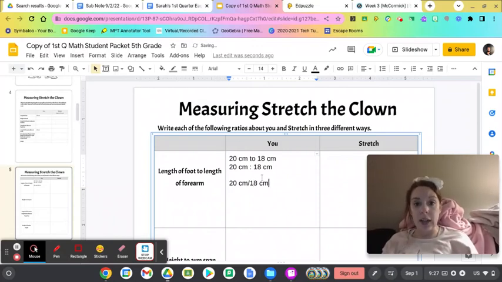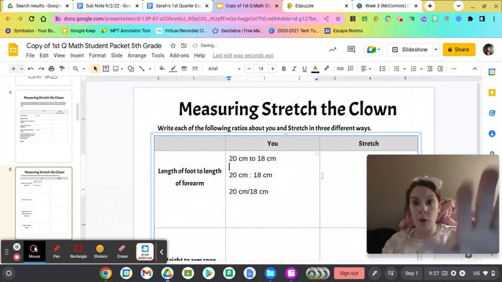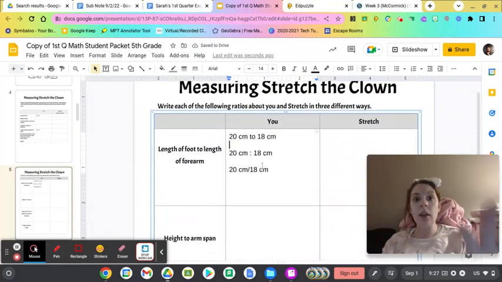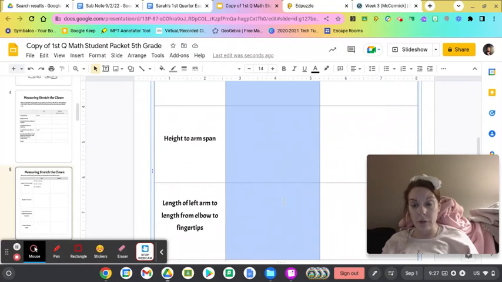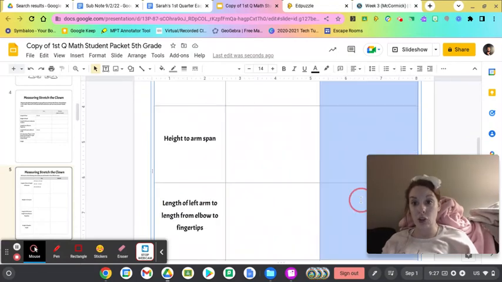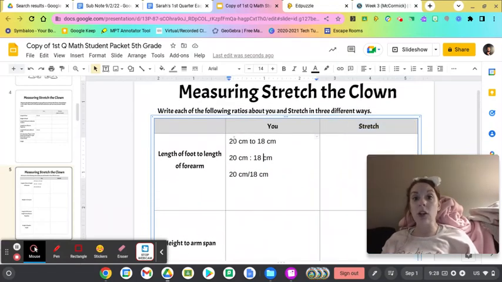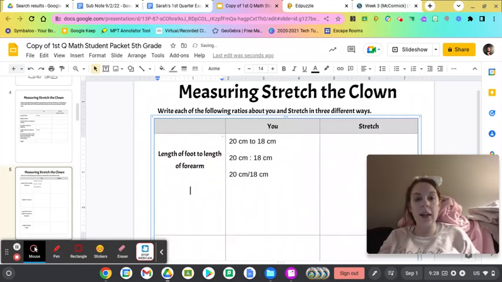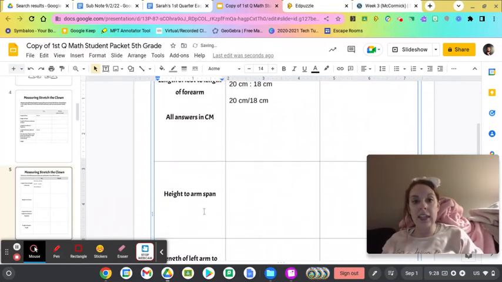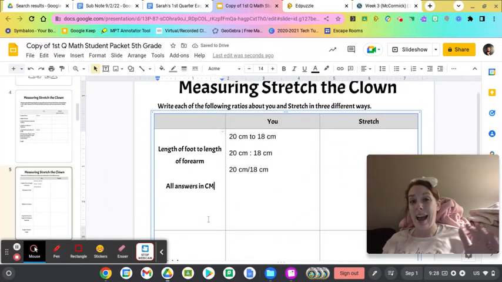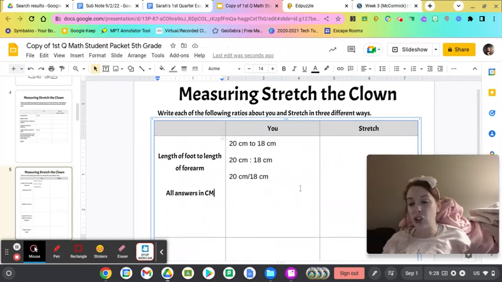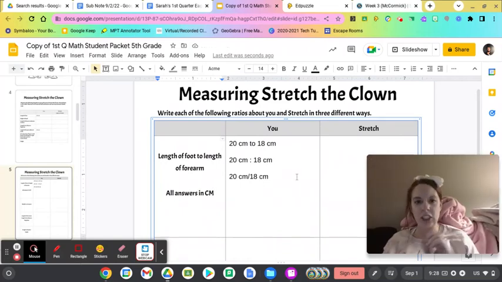So you're going to fill this out for this whole page. Remember, this column right here, you're just comparing yourself. And this column, you're just comparing Stretch. Don't forget to write it in all 3 ways, and don't forget to put centimeters after each number. Or alternatively, over here in this box, you could write all answers in centimeters. You could put that in each box and then you don't have to put centimeters after each question, or after each digit. It's up to you.